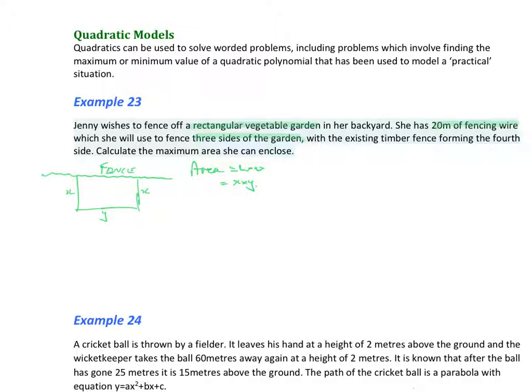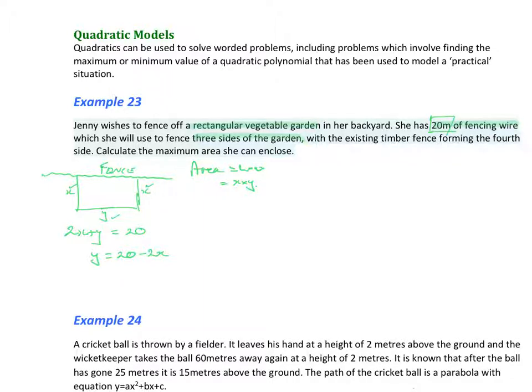We can't do much when we have x and y, so we need to use this information here to find some form of relationship between the length and the width. The key is this 20 metres of fencing. So these values here, the 2x plus y, has to be used with the 20 metres of fencing. If we rearrange that, we can see y is equal to 20 minus 2x.